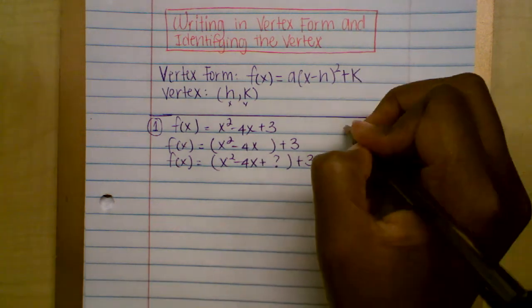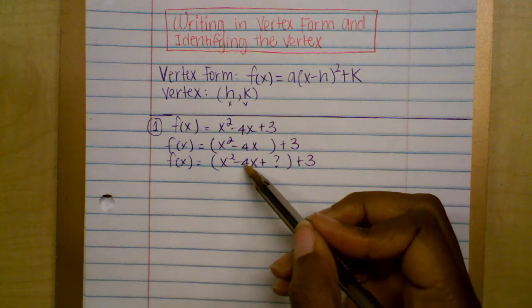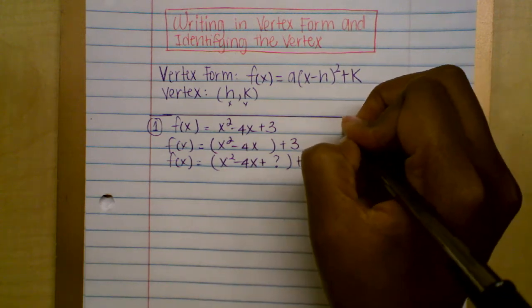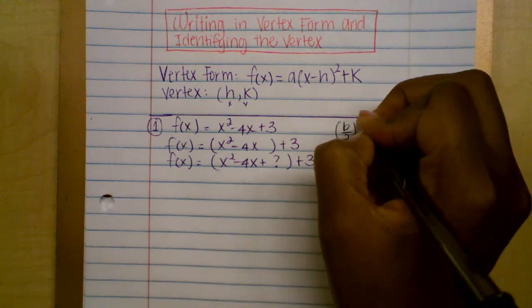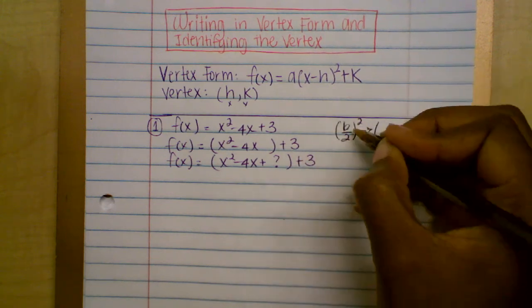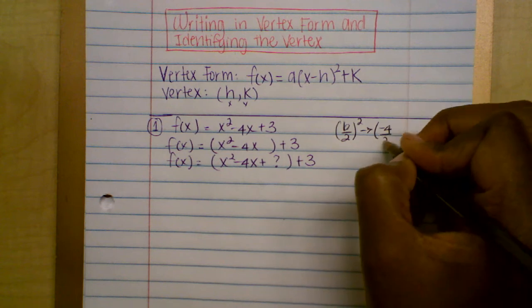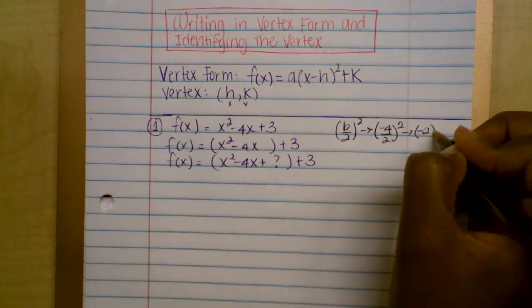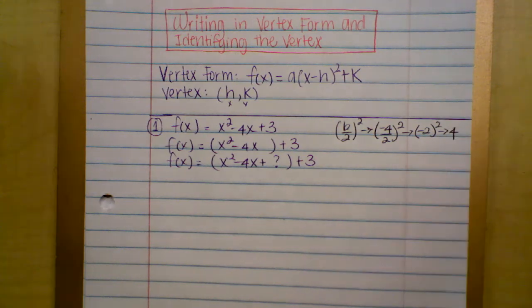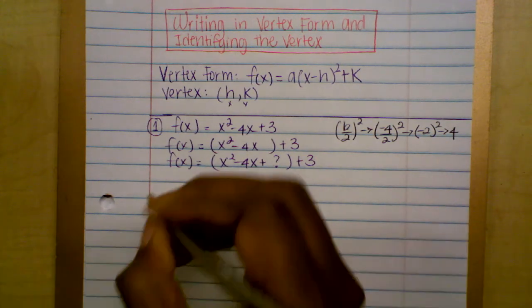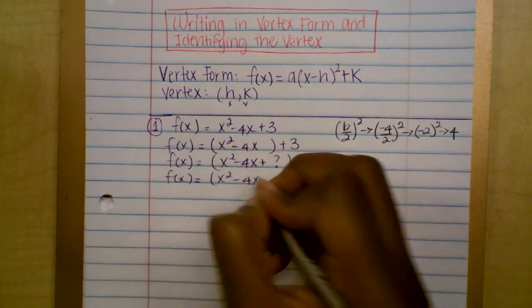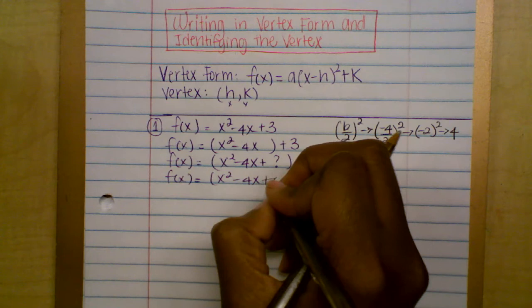So the trick is you want to take b. B represents the number in front of x. The coefficient of x here is negative 4. So you take b, you divide by 2, and then you square it. So what is b here? B is negative 4. You divide by 2, and you square it. So negative 4 divided by 2 is negative 2. When you square it, you get positive 4. So the number that you're going to add is going to be plus 4.